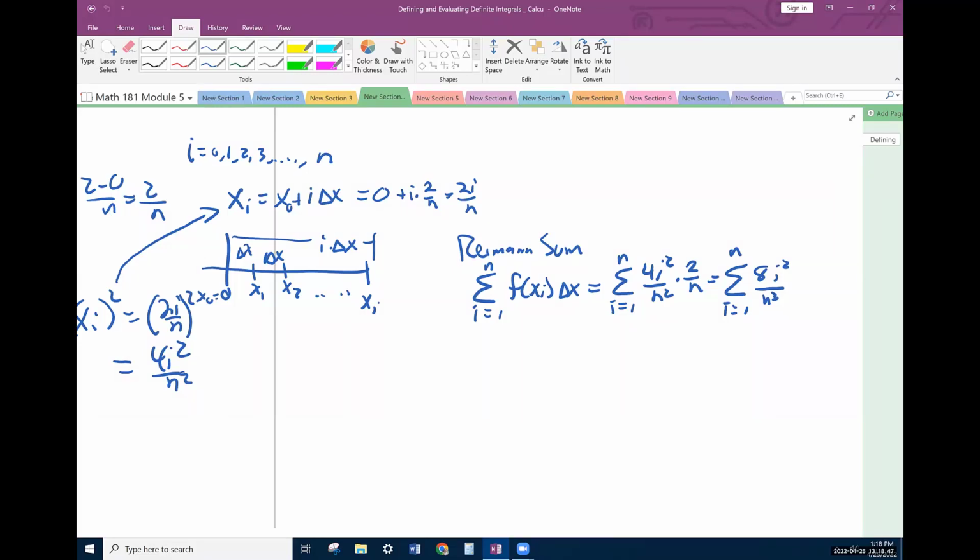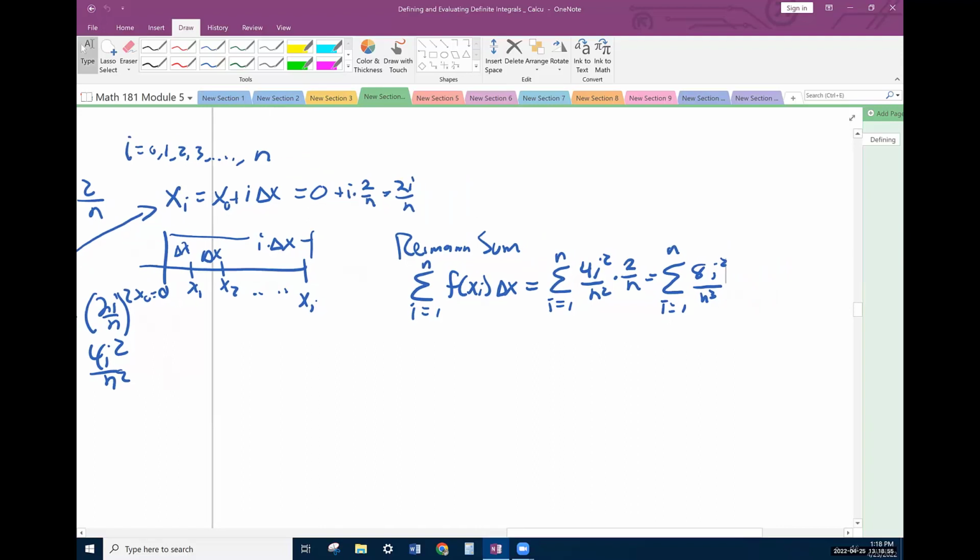So when i is 1, it's 1. When i is 2, that's a 2. When i is 3, it's a 3. So what we can do with this is we can factor out the 8 over n cubed, and we have the sum i goes from 1 to n of i cubed. Oh, that's i squared, I'm sorry.